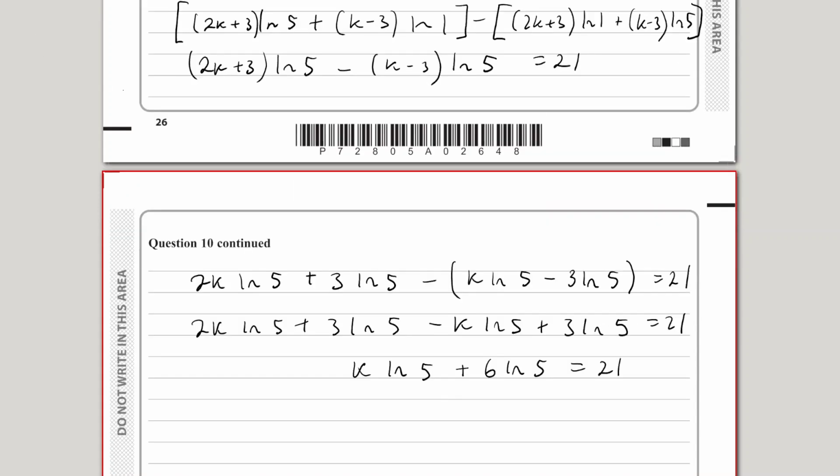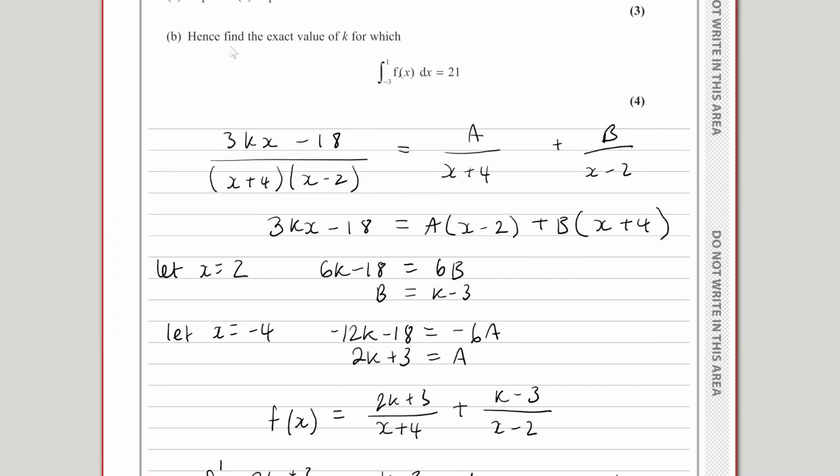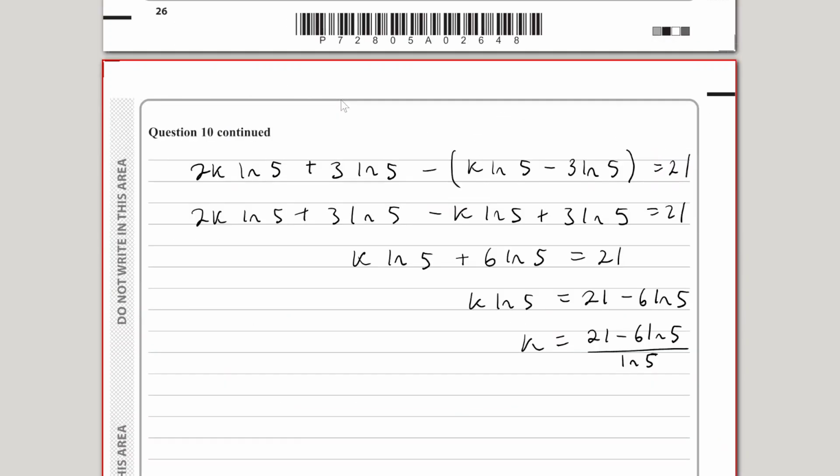So k log 5 is 21 minus 6 log 5. So k is (21 minus 6 log 5) over log 5. And what are we trying to do? Find the exact value of k. So we can leave it like that.